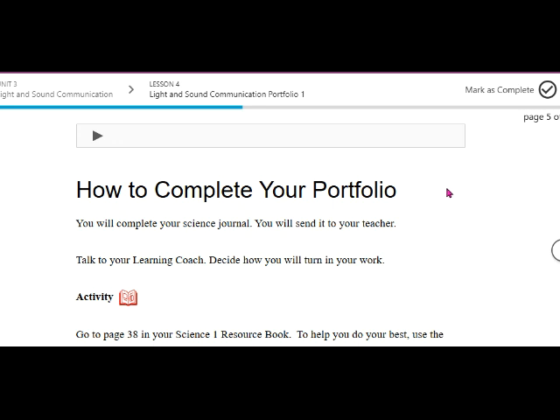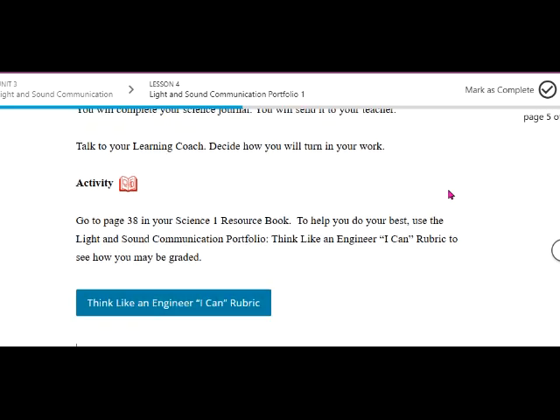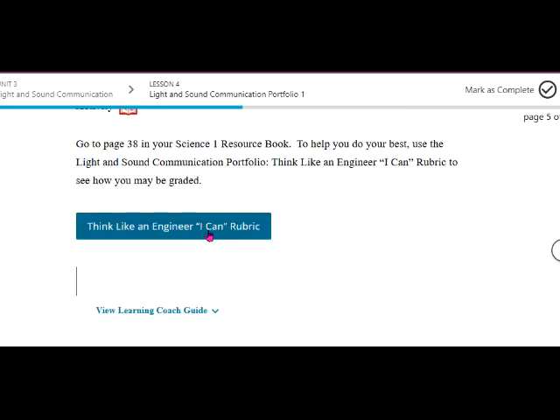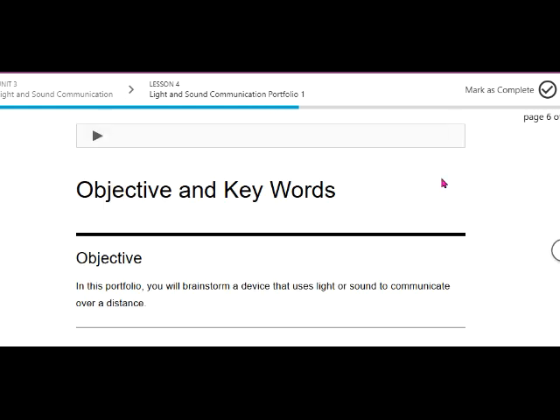How to complete your portfolio. You will complete your science journal and then you will send it to your teacher. Here's the rubric. We're going to go over this at the end just to make sure we've checked off all of those sections that are going to be graded.